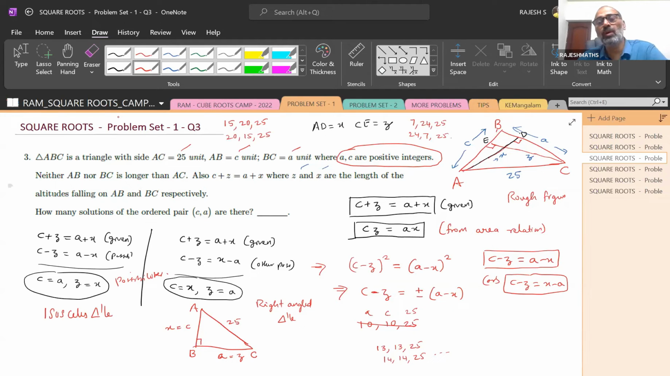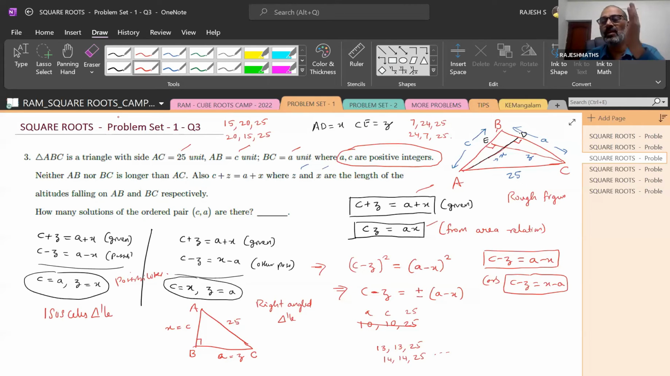So you need to count how many isosceles triangles there are, and how many right triangles. First, you need to know that one geometric result, that area property, and this is given. This is the area relation. This always exists for every triangle. Combining these two, you get either C equals A, Z equals X. C equals A means isosceles triangle. And C is X and Z is A means one side becomes the height for another side. That can happen only in a right triangle.